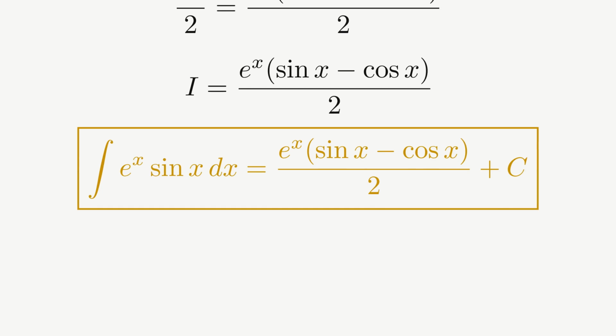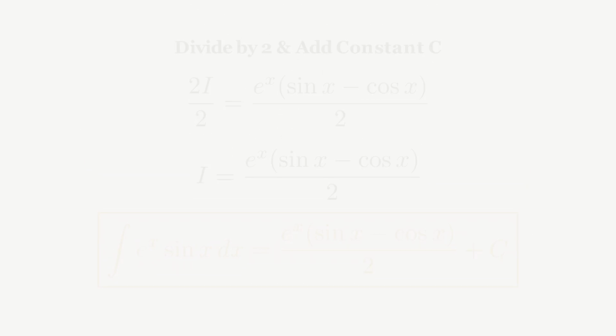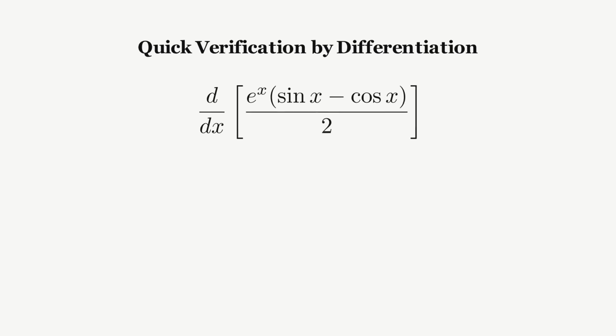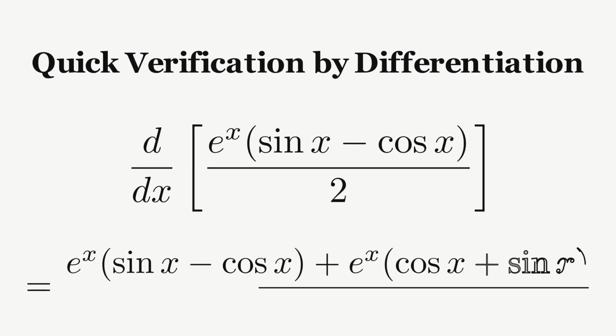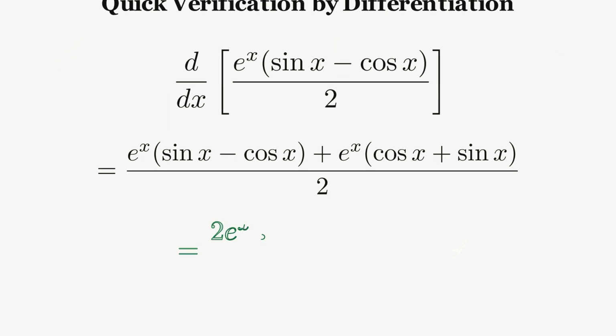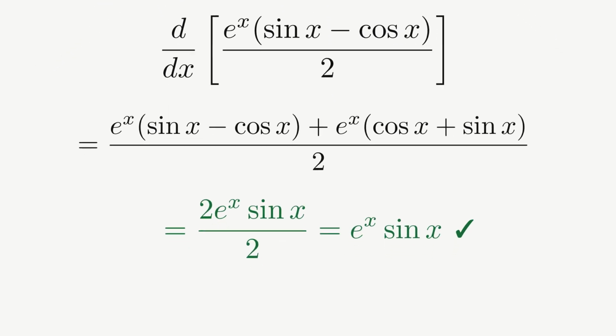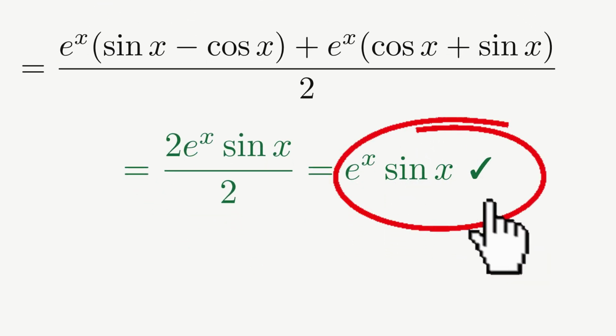A challenging integral has been solved using nothing more than careful algebra and two applications of integration by parts. Want to check the answer? Simply differentiate 1/2 times e to the power x multiplied by open parenthesis sine x minus cosine x close parenthesis. After simplifying, you recover exactly e to the power x times sine x. That confirms our solution is correct.